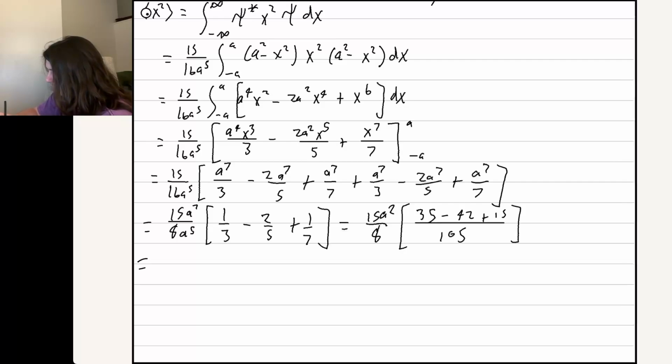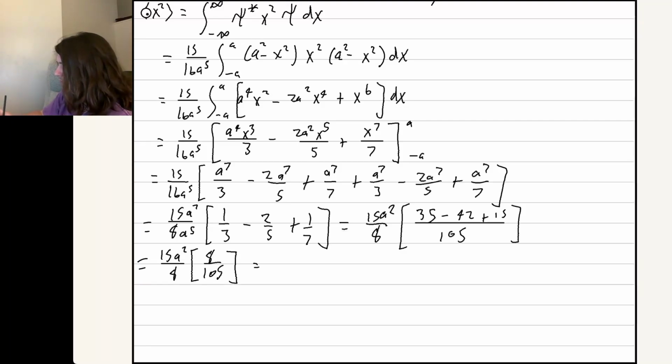Continuing to simplify, 15a squared over 8 out front. That fraction, I'm just going to use a calculator. That's 8 over 105. So the 8's cancel out, so we have 15a squared over 105. Does that reduce at all? We can divide both by 5 and you get 3a squared over 21. You can divide both of those by 3, so you get a squared over 7.